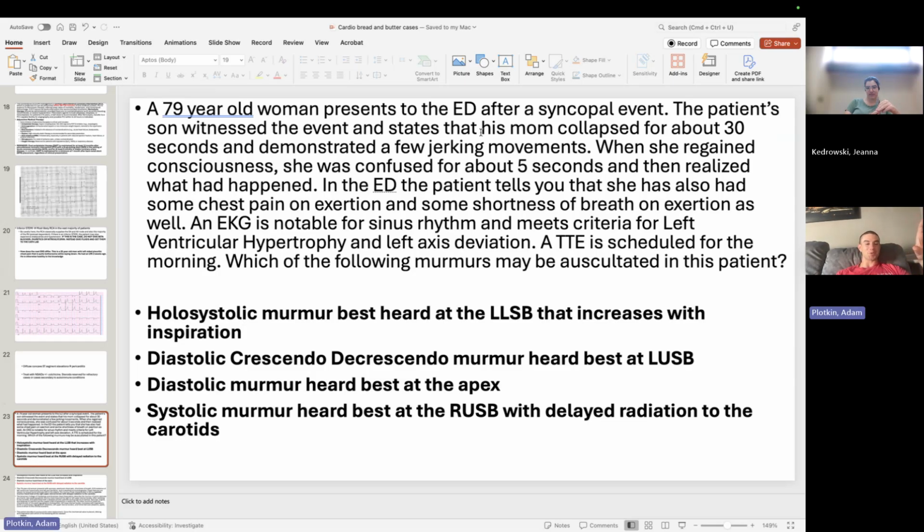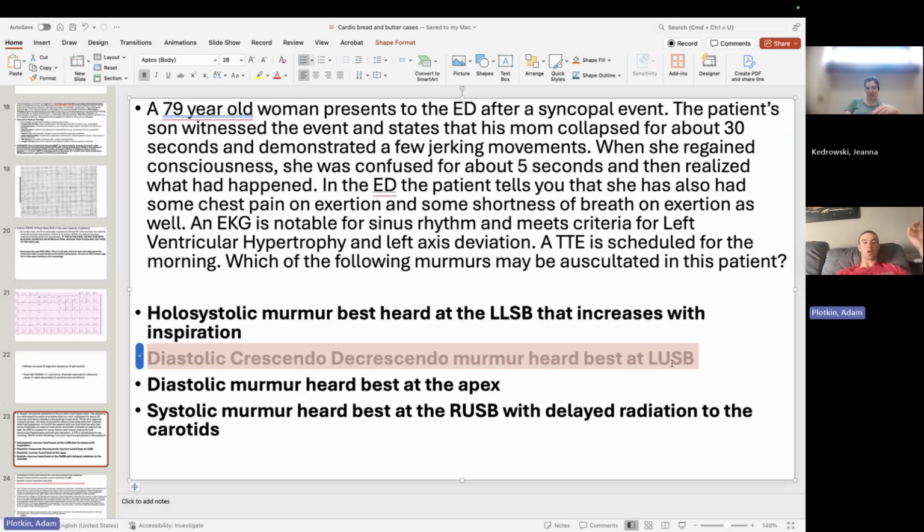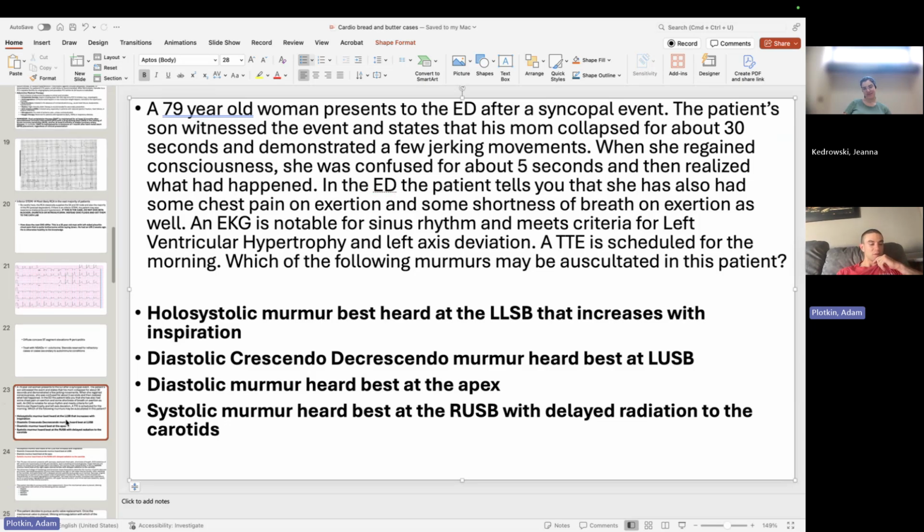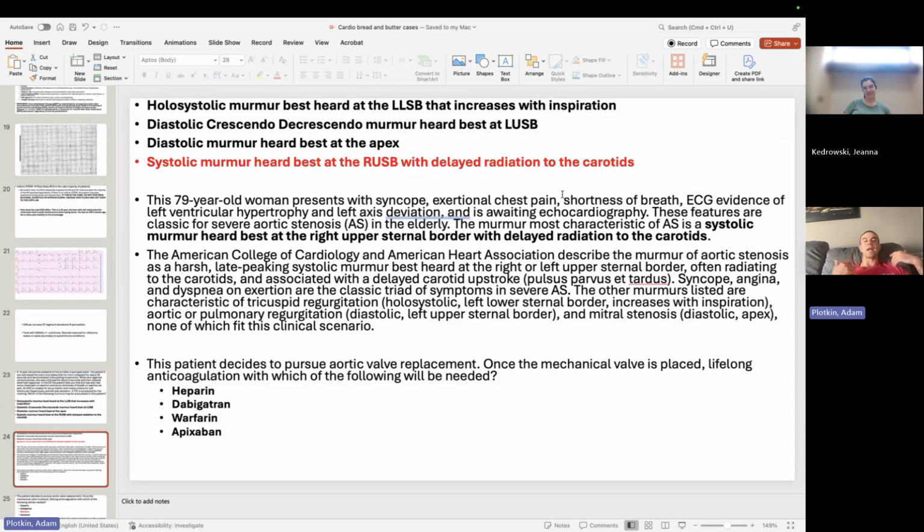So this is aortic stenosis. The problem is B is likely describing aortic regurg. So aortic regurg is a diastolic crescendo decrescendo. It can be heard both at the left and right upper sternal border, whereas the last option, D, is a systolic murmur heard best at the right upper sternal border with delayed radiation to the carotids. That's describing aortic stenosis. So that delayed radiation to the carotids is called pulsus parvus et tardus.